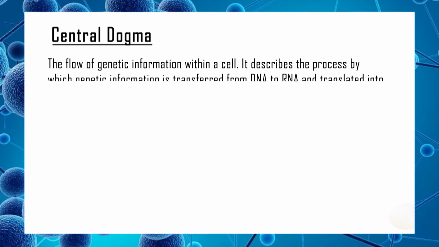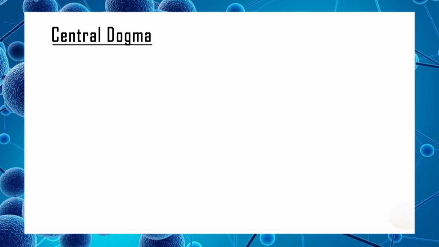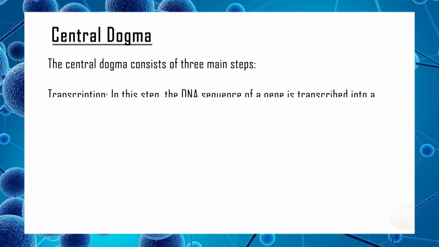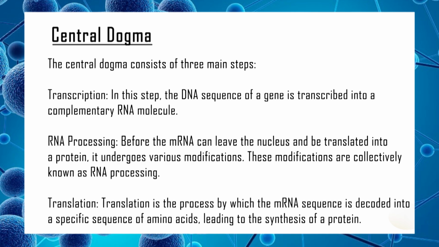Central dogma is a fundamental concept in molecular biology that outlines the flow of genetic information within a cell. It describes the process by which genetic information is transferred from DNA to RNA and translated into protein form. The central dogma consists of three main steps. The first one is transcription, where the DNA sequence of a gene is transcribed into a complementary RNA molecule. The DNA double helix unwinds, and this RNA molecule is known as messenger RNA because it carries the genetic information of DNA to the ribosomes.